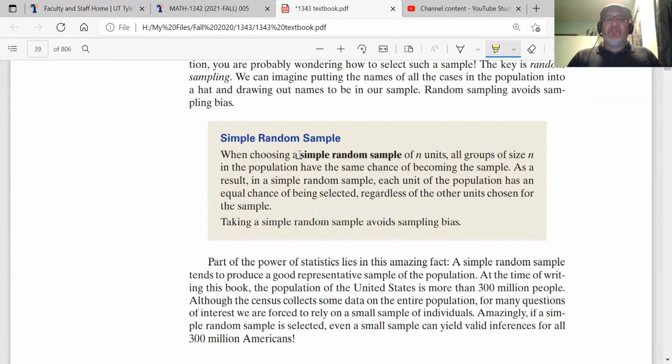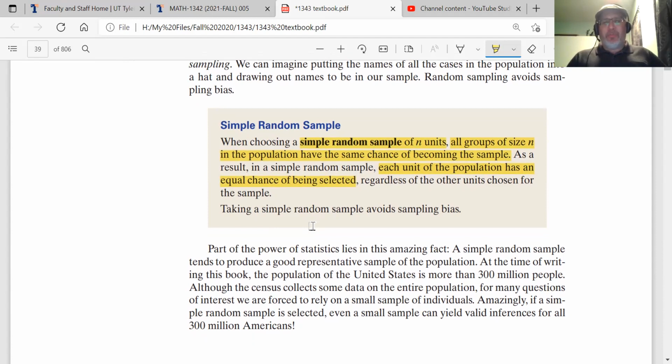We did go over the definition of a simple random sample. A simple random sample of n units. Remember, a unit is a single member of a population. When you're choosing a simple random sample of n units, all groups of that size in the population have the same chance of becoming the sample. This is equivalent to saying that each unit of the population has an equal chance of being selected, because the value of n, the size of your sample, could be 1. Taking a simple random sample does avoid sampling bias. The problem, though, is that it's difficult to choose a simple random sample.